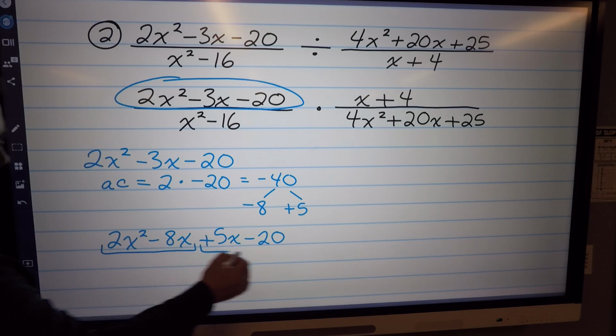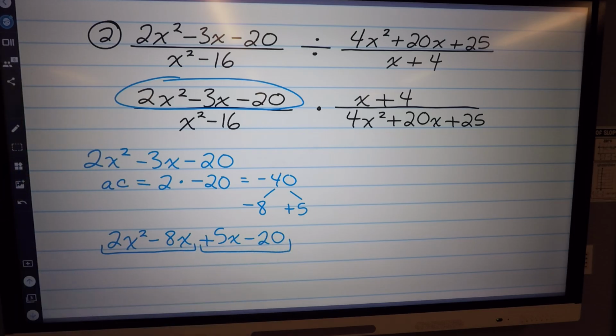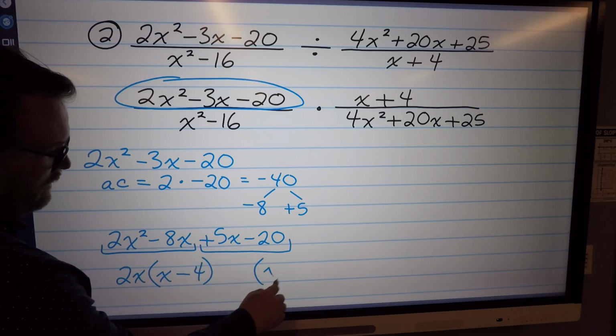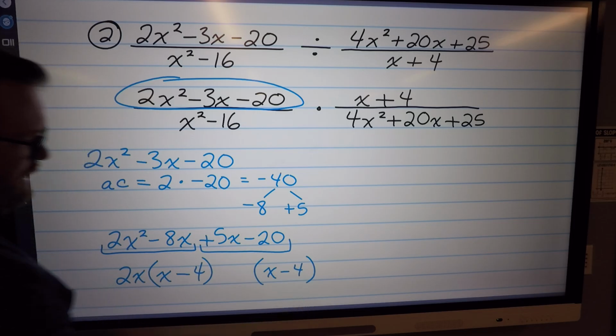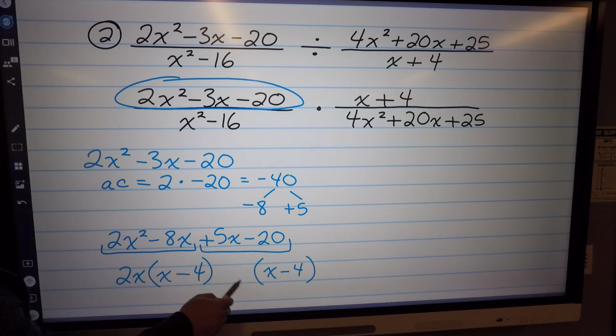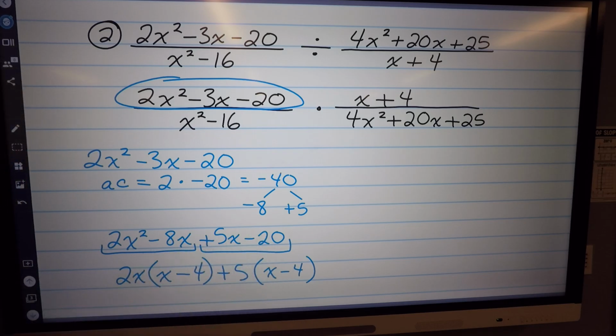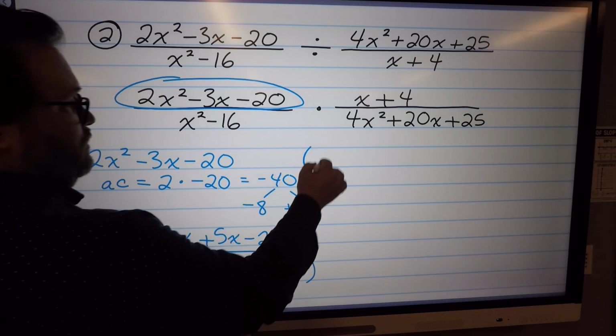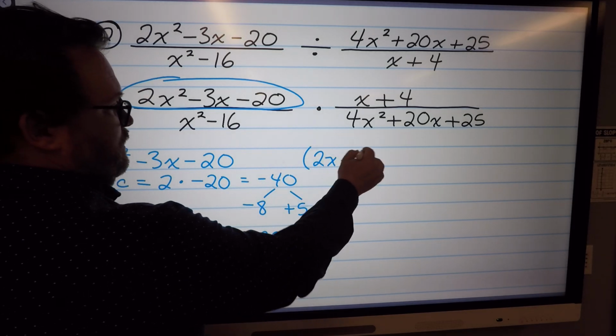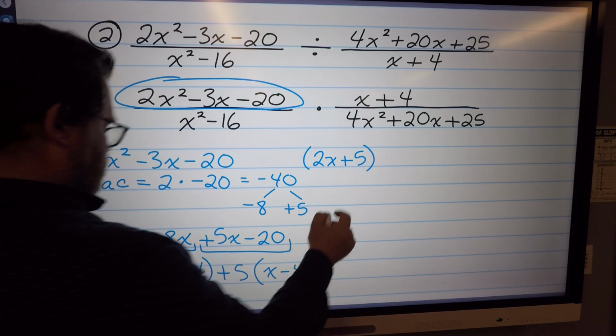So in the first group, 2x squared minus 8x, the greatest common factor is 2x. If I pull out 2x, I've got x minus 4 left. That's our common binomial. And if I multiply x by 5, I'm going to get 5x, and 5 times negative 4 is negative 20. So this factors to 2x plus 5 times x minus 4.